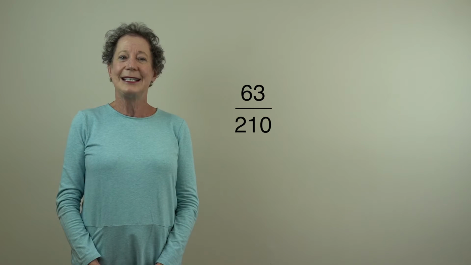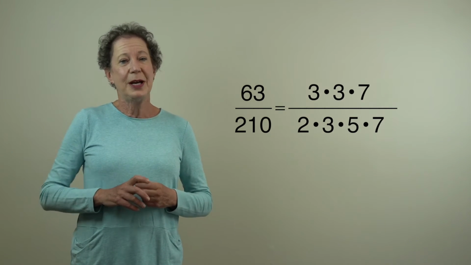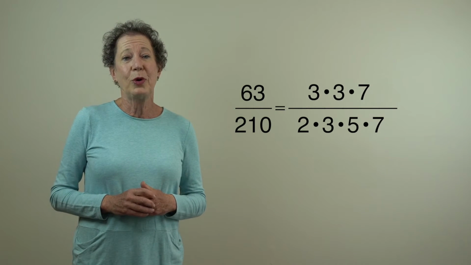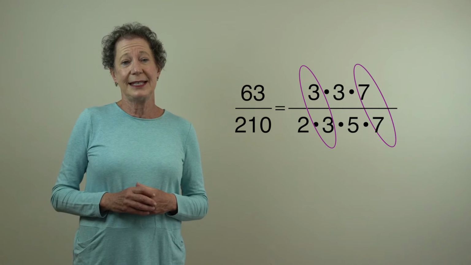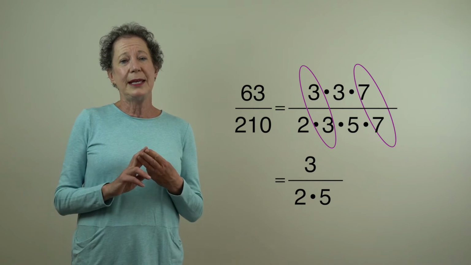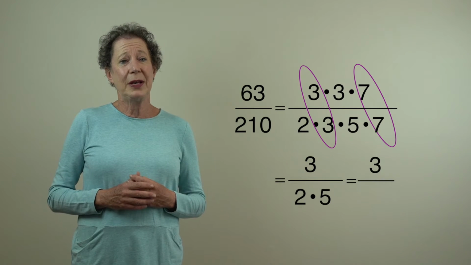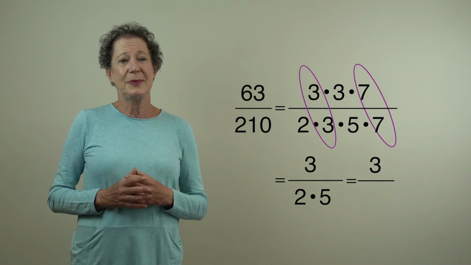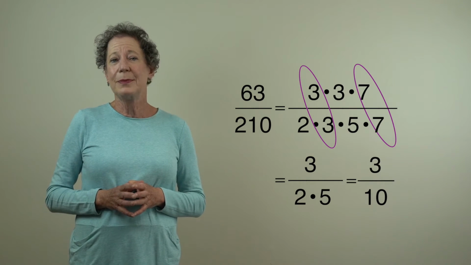I'm going to need some examples. Of course, let's reduce 63 over 210. Step 1, we factor into primes. Step 2, we find the magic ones in the form of x over x. 3/3 is 1 and 7/7 is 1. Step 3, we multiply what is left. 3 is all that is left in the numerator, and for the denominator we have 2 times 5 equals 10.